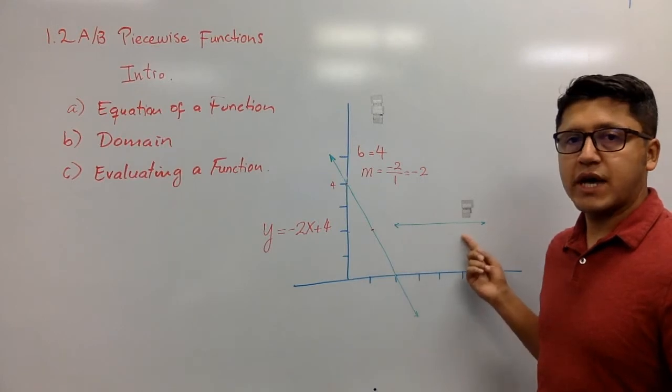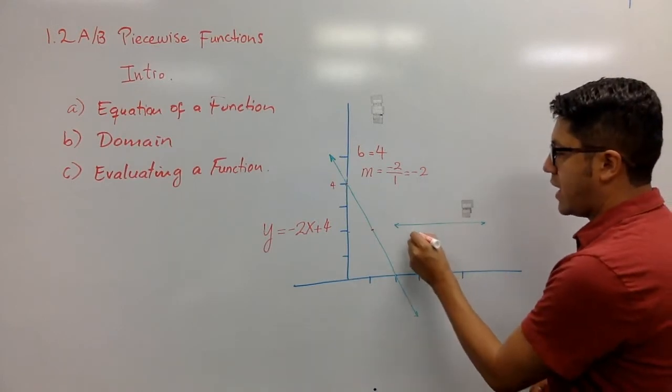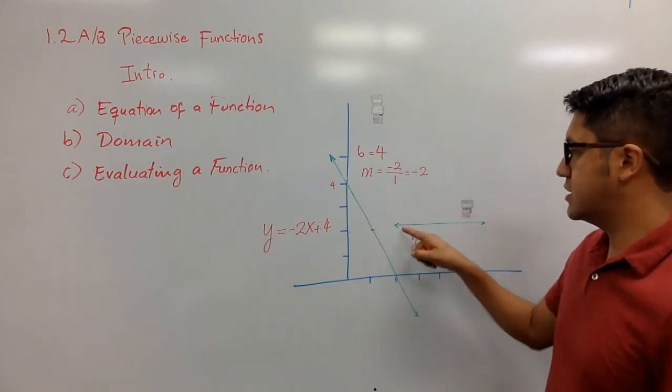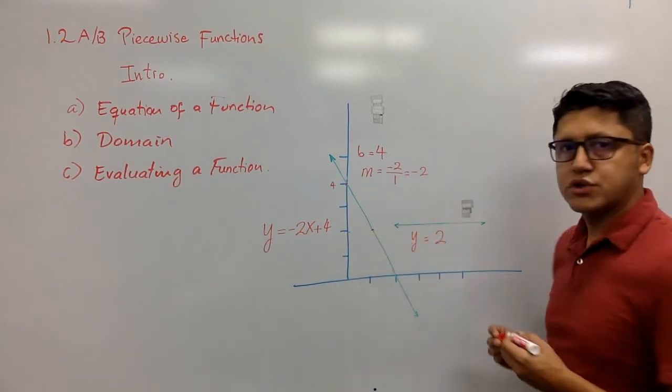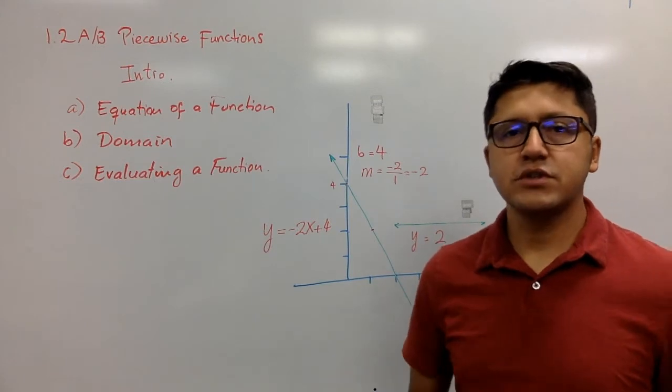Now, on the other hand, let's take a look at this line. This is a horizontal line, so those are y equals a constant, and in this case this line intersects at 2, so y equals 2. Okay, this is the first thing you need to know.